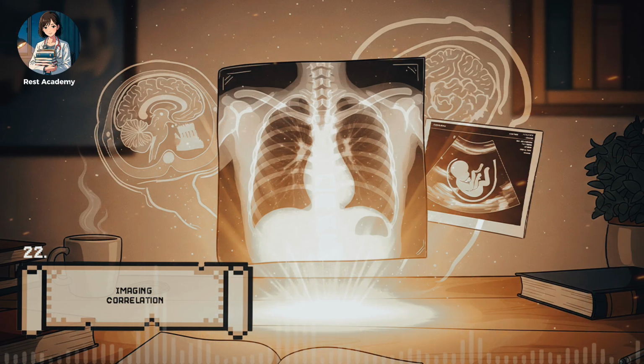A short vignette brings landmarks to life. A person with fever and cough has a chest film where the right heart border is lost, but the right diaphragm remains crisp. Localization points to the right middle lobe more than the lower lobe. Exam and labs refine the cause.